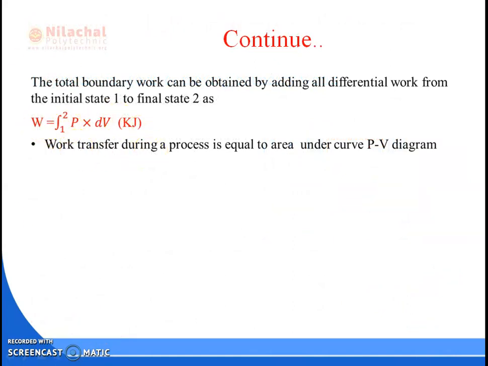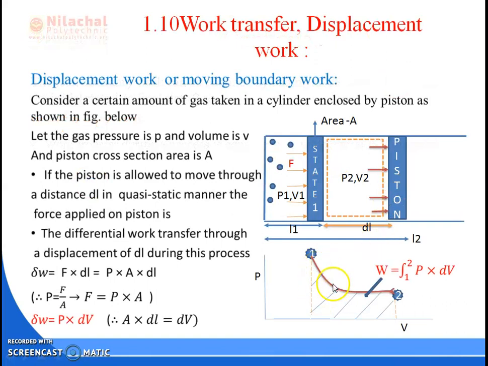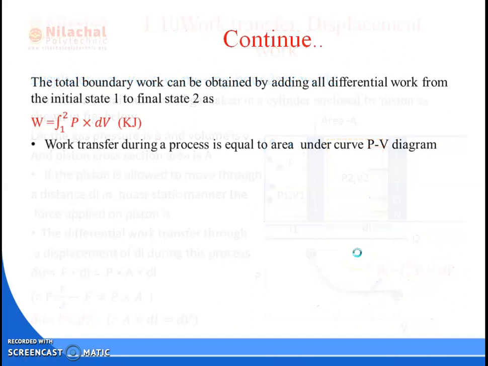So work transfer during the process is equal to the area under the PV diagram. In this PV diagram, if you calculate the area of this 1 to 2 process, then that will give you what? Work done. W is equal to integration of P dV. So always remember, area under the curve of the PV diagram will always give you work done, whatever the process may be.